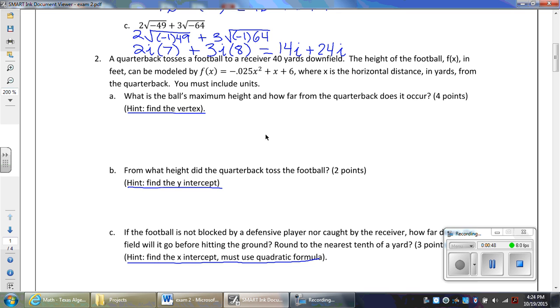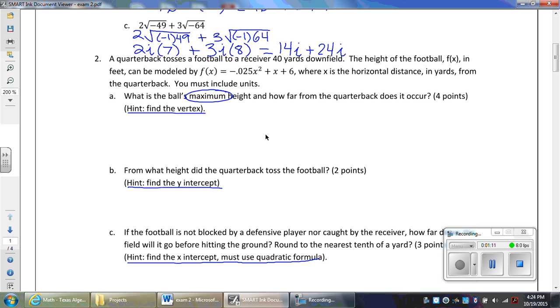So, remember, anytime we're talking about maximum or minimum, you need to find the vertex. But to answer that question, you don't need the vertex as a point. You need either the x or the y value. Which one is it? Well, it's both, because that's the maximum height and how far from.